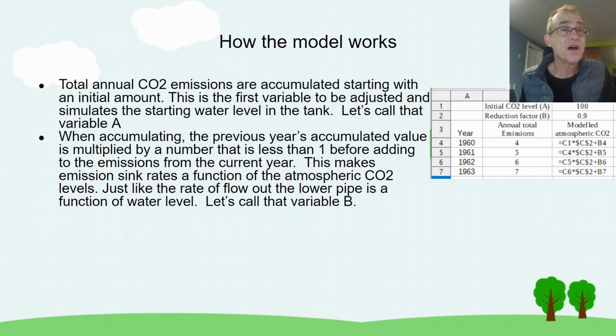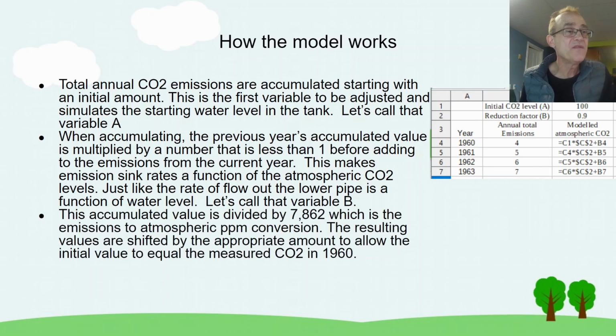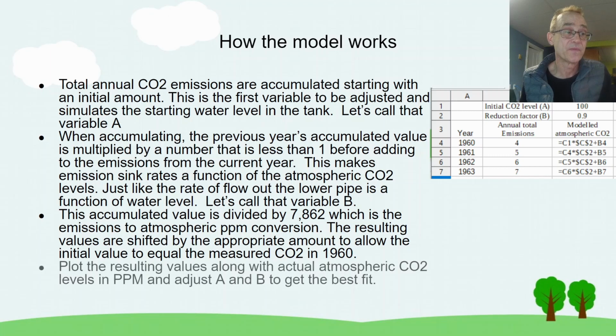An example of how the equation is set up in a spreadsheet is shown. This accumulated value is divided by 7,862, which is the emissions to atmospheric parts per million conversion. The resulting values are shifted by the appropriate amount to allow the initial value to equal the measured carbon dioxide in 1960. I then plot the resulting values along with actual carbon dioxide levels in parts per million and adjust A and B variables to get the best fit.